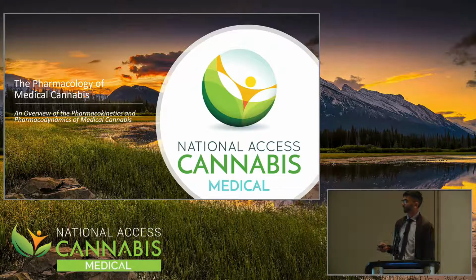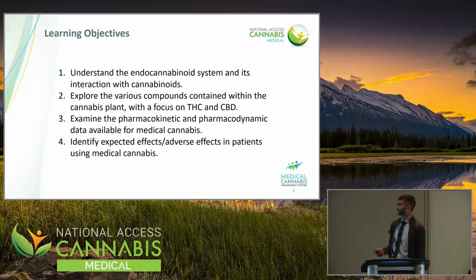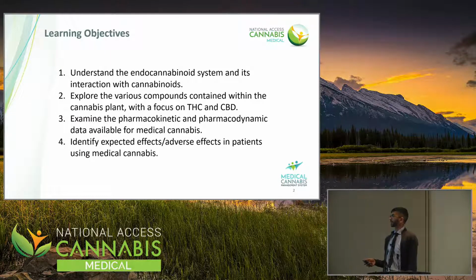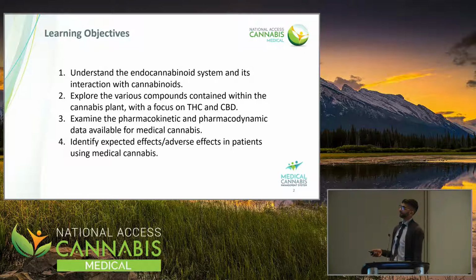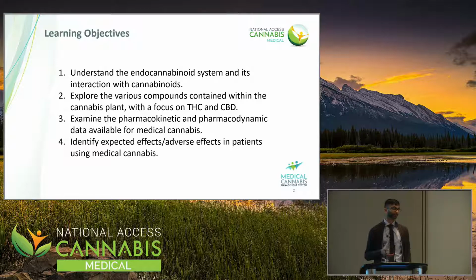So with that being said, we'll start off looking at the pharmacology of medical cannabis. Learning objectives: understand the endocannabinoid system and its interaction with the cannabinoids. Explore the various compounds within the plant with a focus on THC and CBD, the ones that everyone talks about. Explore the PK and PD data available for medical cannabis, and identify any expected effects or adverse effects in patients using medical cannabis. We're doing a bit of that today, more so tomorrow. But you'll see as we progress where effects and side effects may happen.